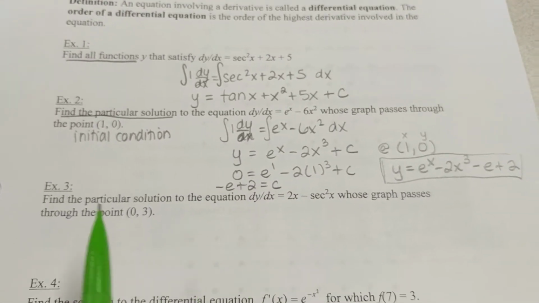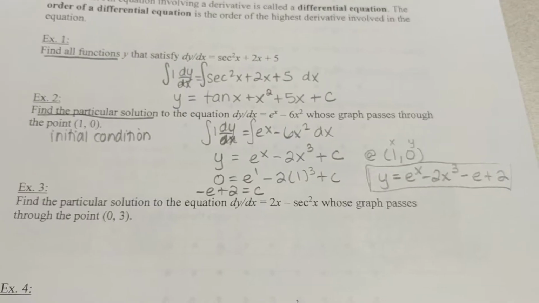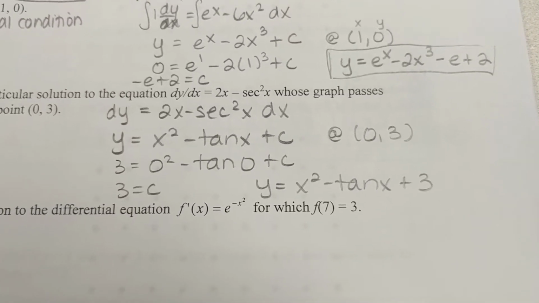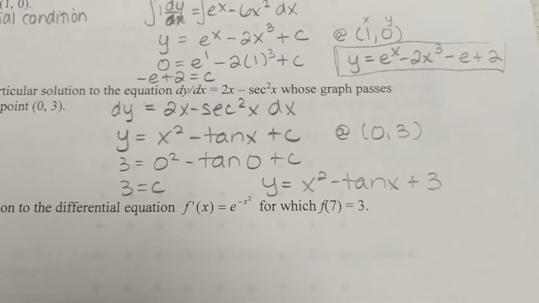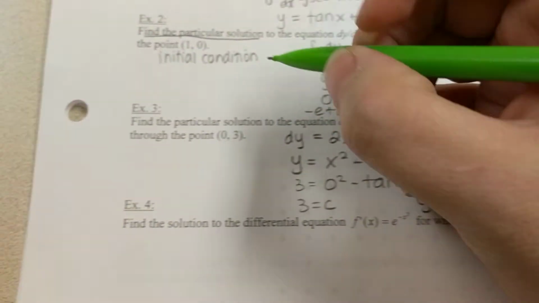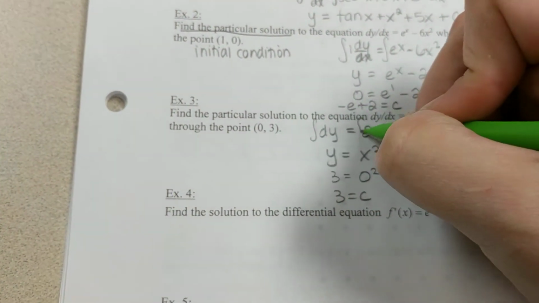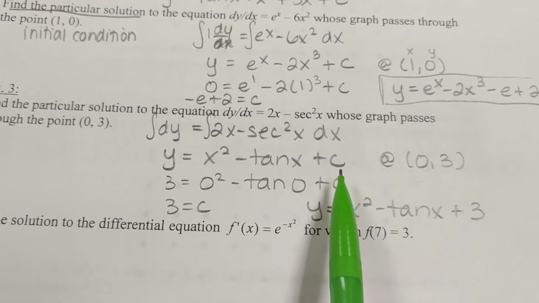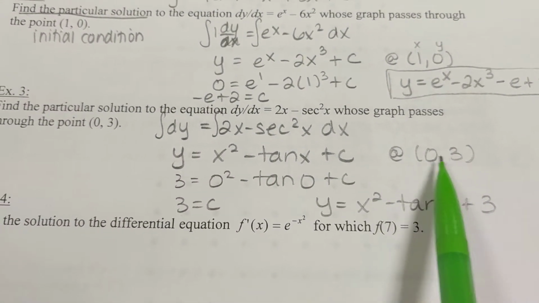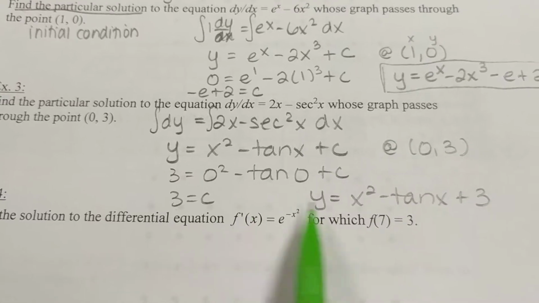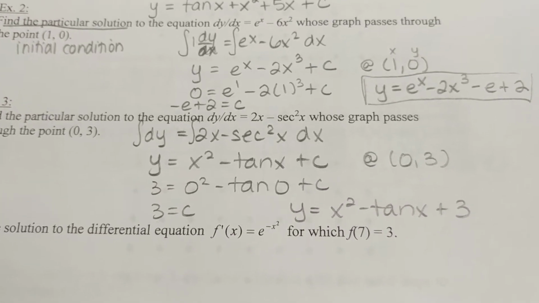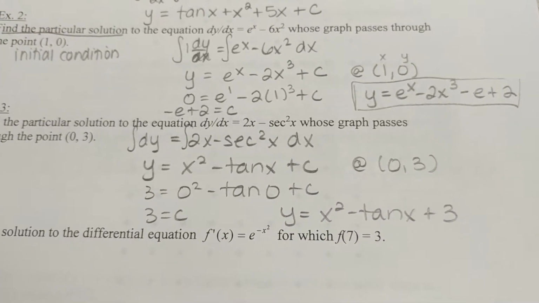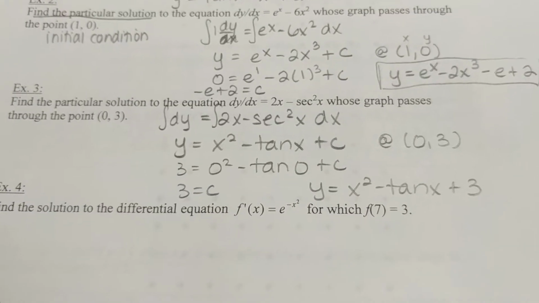I'd like you to try example 3. Check your work. So on this one, I separated out my variables. And we get x squared minus tangent of x plus c. We plug in the 0, 3 and we get y equals x squared minus tangent of x plus 3.